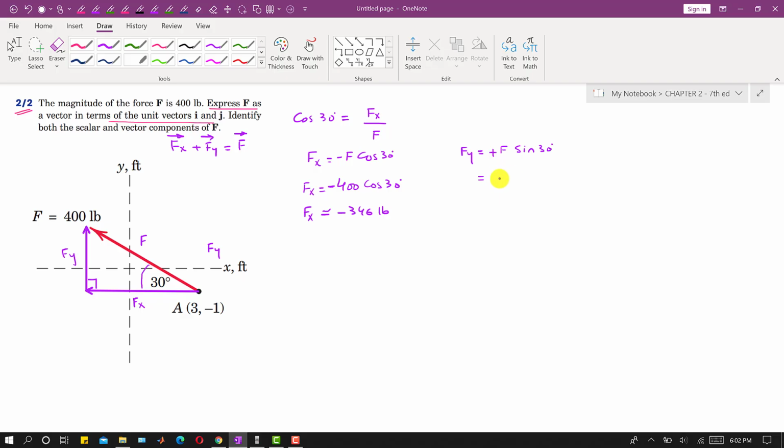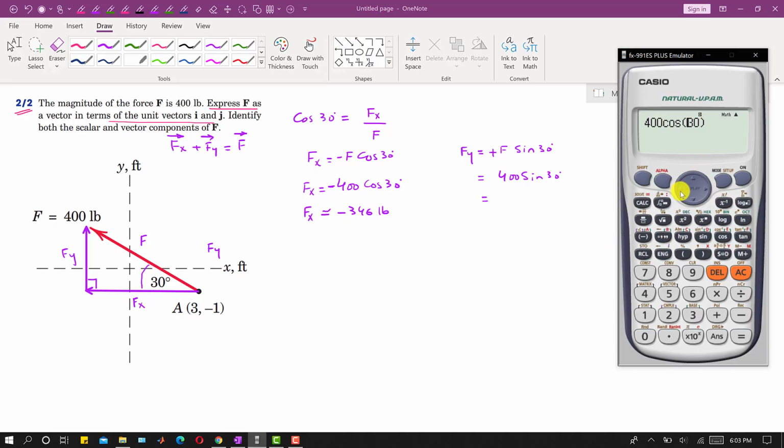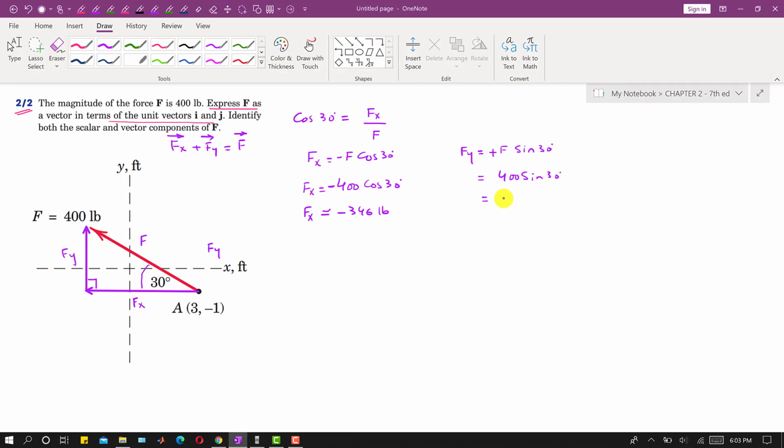So f is again 400, so 400 sine of 30 degrees, so this is 200, right? So f of y is 200 pounds.